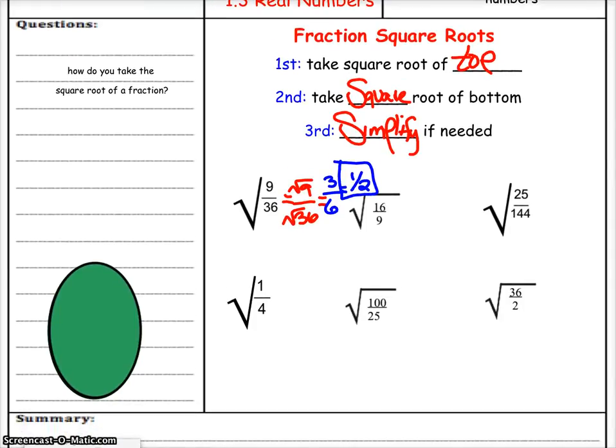The square root of 16/9. I'm going to take the square root of the top, the square root of 16, over the square root of the bottom, and then evaluate. The square root of 16 is 4. The square root of 9 is 3. 8th graders, leave it in practice.